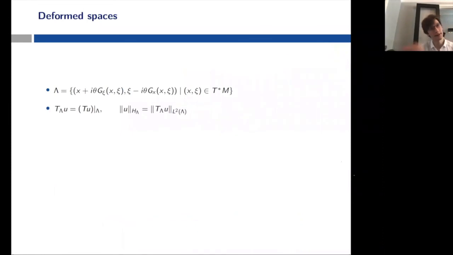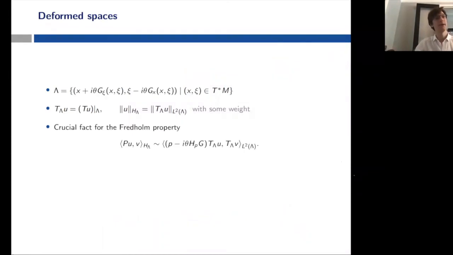And again, as I said, I want to take T_Lambda, which is this FBI transform applied to u, restricted to Lambda. And I'm going to define spaces based on this FBI transform, namely that T_Lambda u should be in L2, with some weight. And if you do that, then the crucial fact is that when you take inner products of Pu and v in this H_Lambda space, this is a nice Hilbert space, then this is almost the same as multiplying T_Lambda u by the symbol of P minus i theta H_p G.